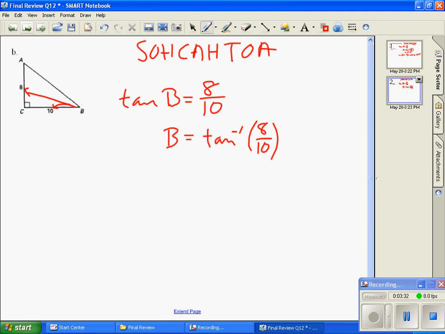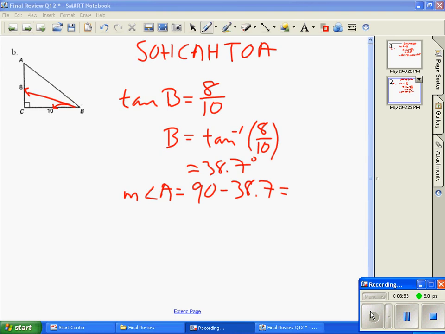That gives us about 38.7 for our angle. So let's take that and find angle A. The measure of angle A equals 90 minus 38.7. So that comes out to 51.3 degrees. Now if you had a hypotenuse, then you would do the same kind of steps, but using just one of the other trig functions.